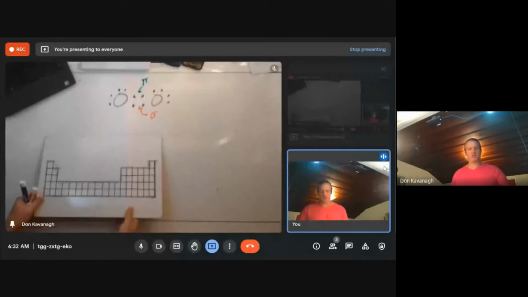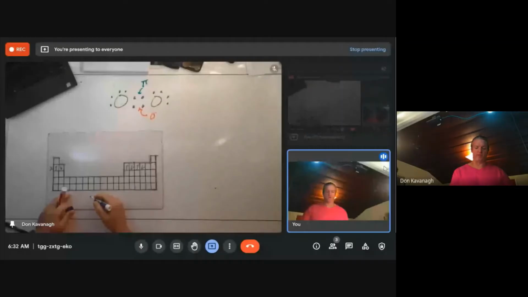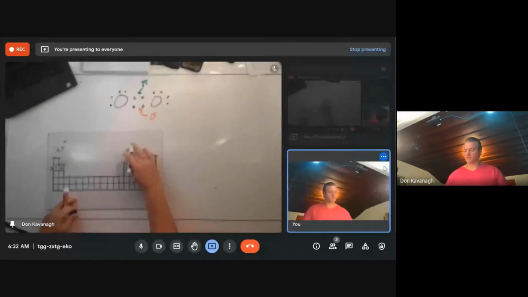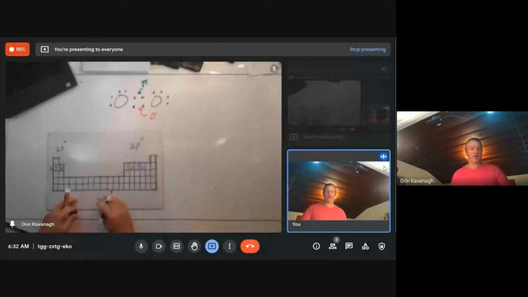Oxygen has 6 valence electrons in the second level. 2 of them are in an s orbital, and 4 of them are in p orbitals. Now, the s orbital is full, so it is not going to contribute to the bonding of the sigma or the pi because an orbital can only hold 2 electrons. It's already full.